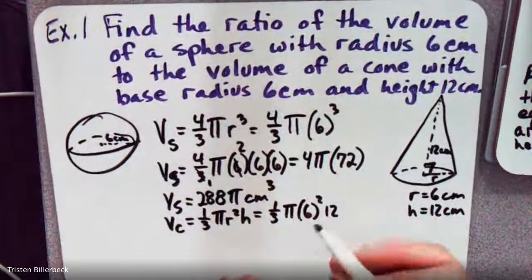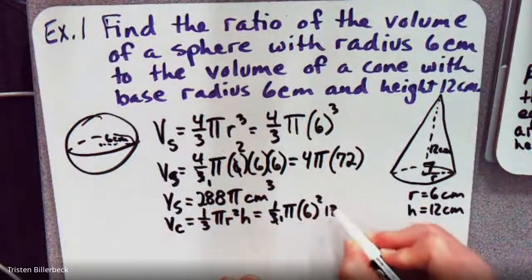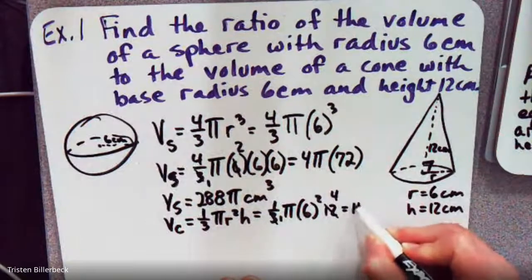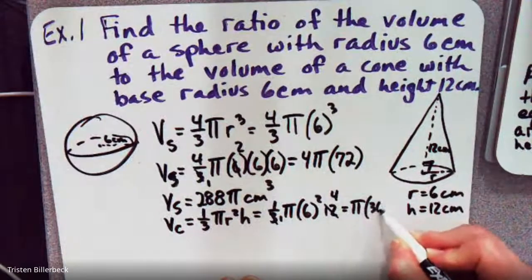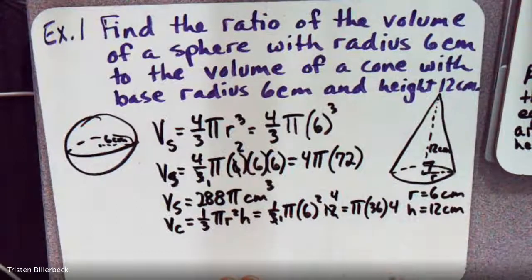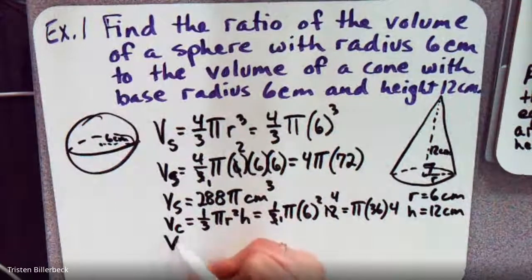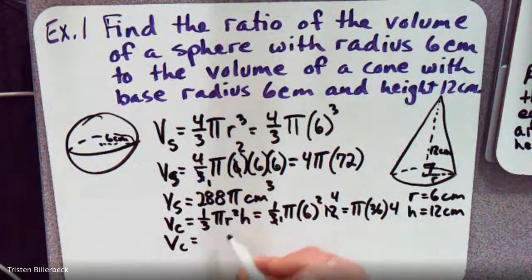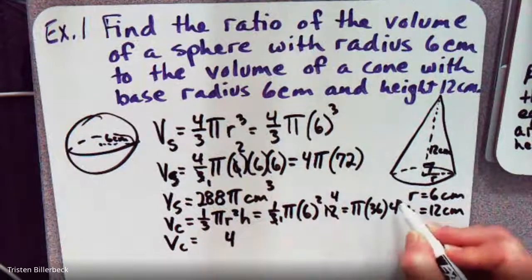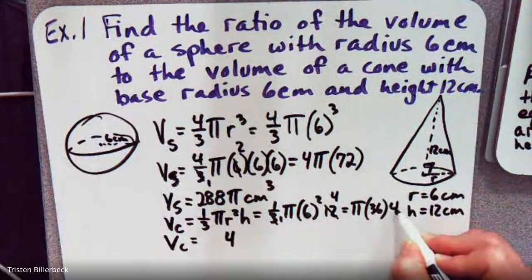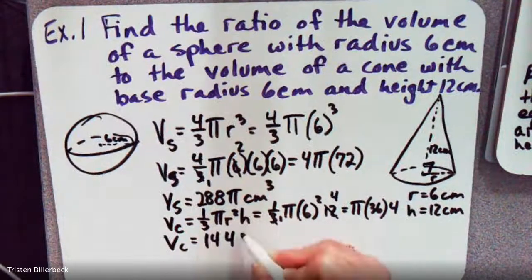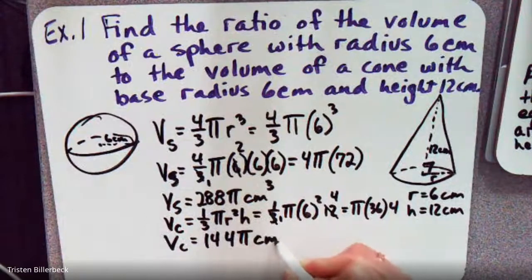Okay, so we can take one of these 3's out of here and one of those 3's out of that. So then we end up with pi, and 6 squared is 36 times 4. So the volume of our cone ends up being 4 times 6 is 24, and we have 4 times 3 is 12, plus 2 is 144 pi centimeters cubed.